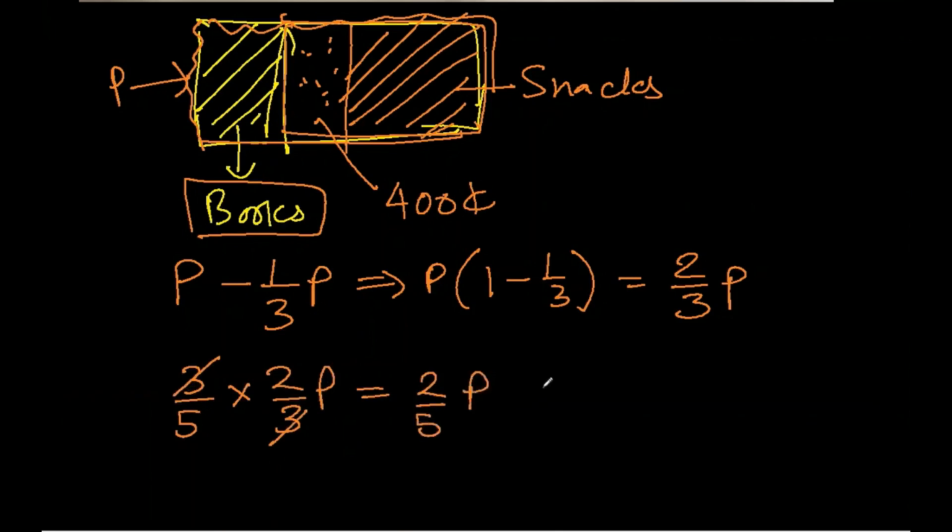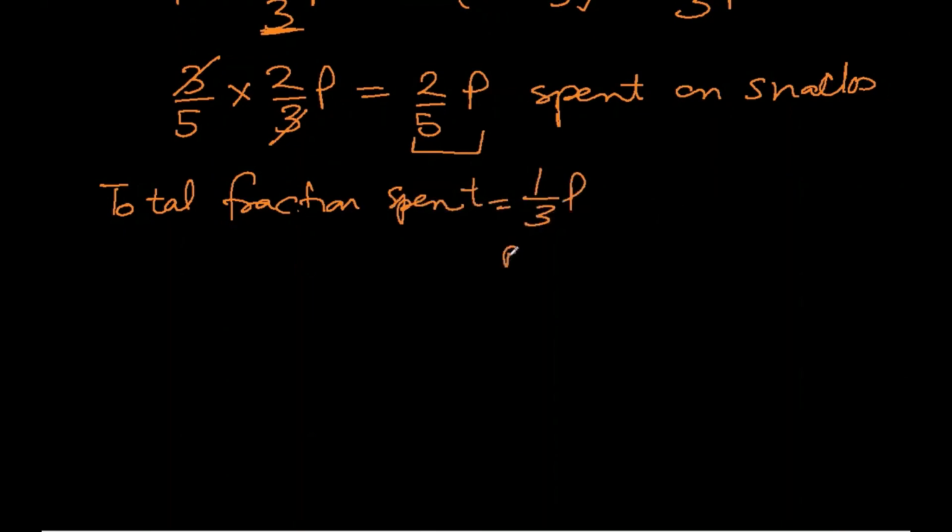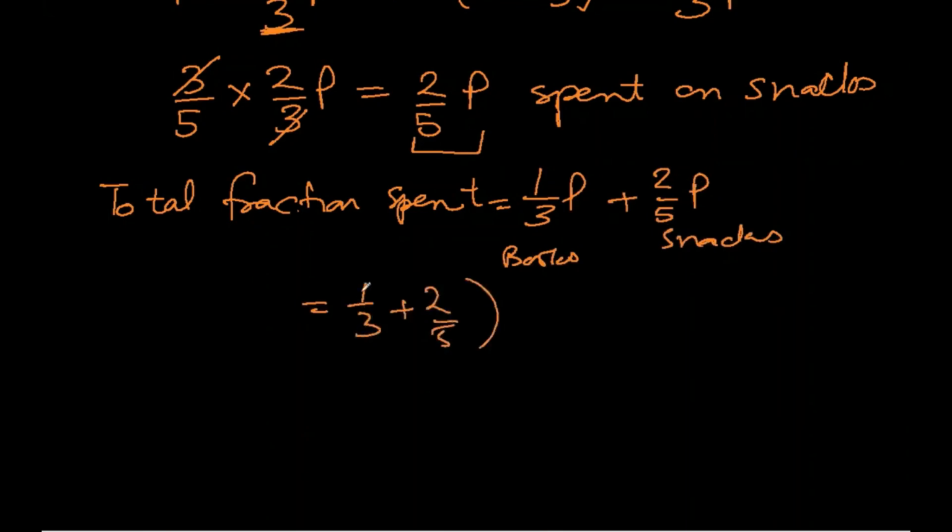was spent on snacks. So the total fraction spent was 1/3 of P on books and now 2/5 of P on snacks, which will be, let's add them, 1/3 plus 2/5, and P we can take as common, which will be 5 plus 6, 11 over 15.